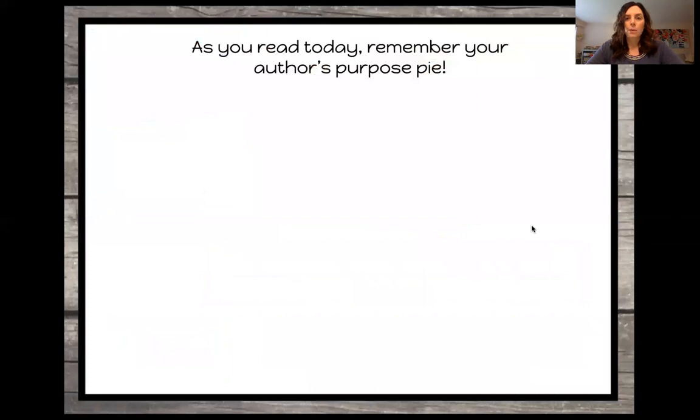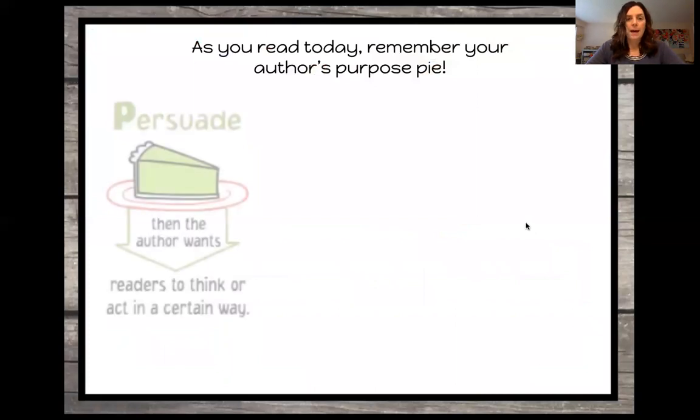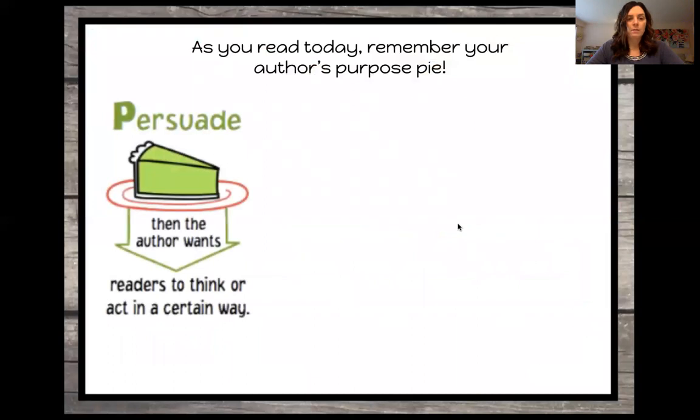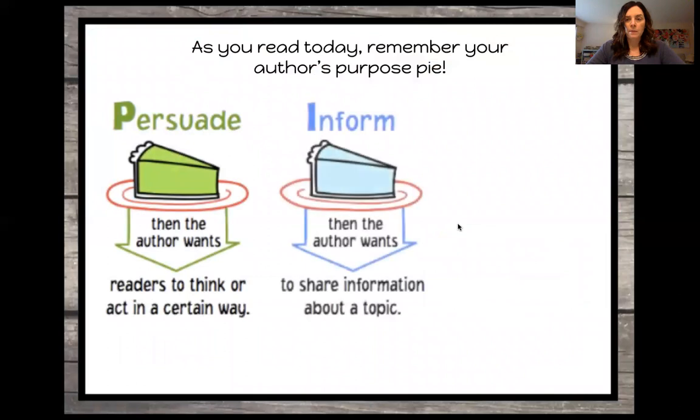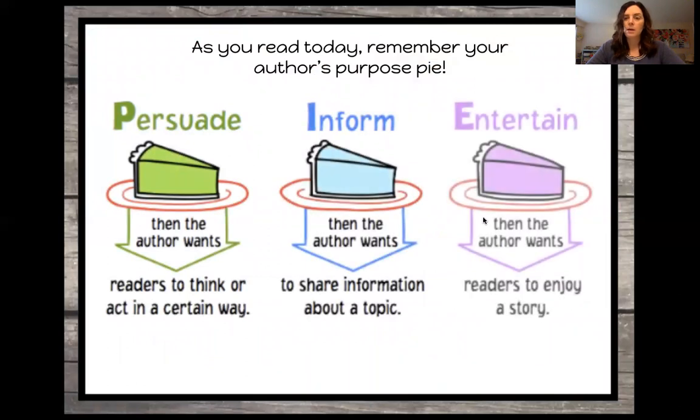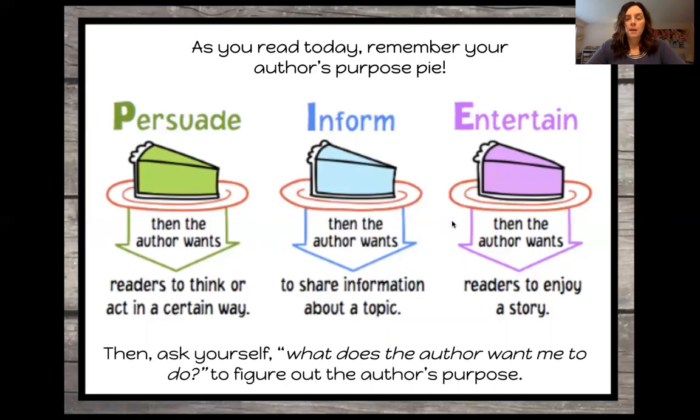As you read today, remember your author's purpose PIE. So the P is for persuade, that the author wants you to think or act in a certain way. The I is for inform, the author wants you to share information about a topic. And then E is for entertain. The author wants you to enjoy a story. Then you're going to ask yourself, what does the author want me to do? And that will help you figure out the author's purpose.